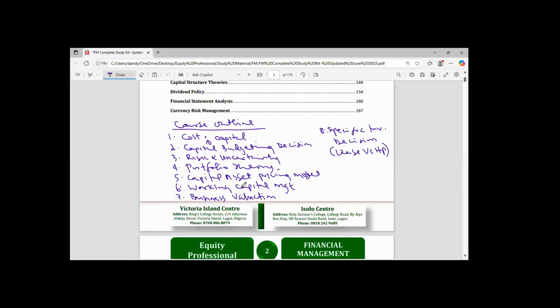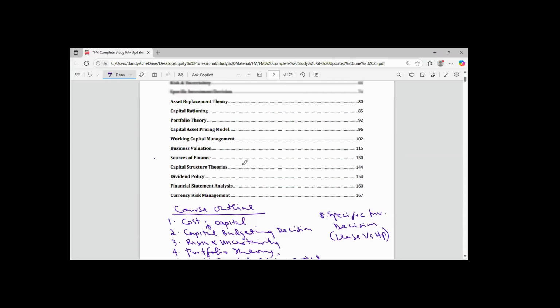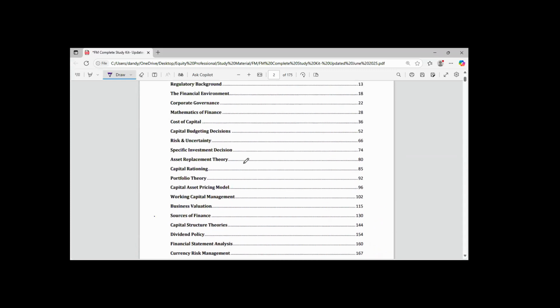So we are going to pick it one by one. I'm not going to do an overview of each of them. We go straight to the class. That will save our time and send a signal to other students that the lecture has commenced. So let me check from this table of contents if there is any other one that I missed.